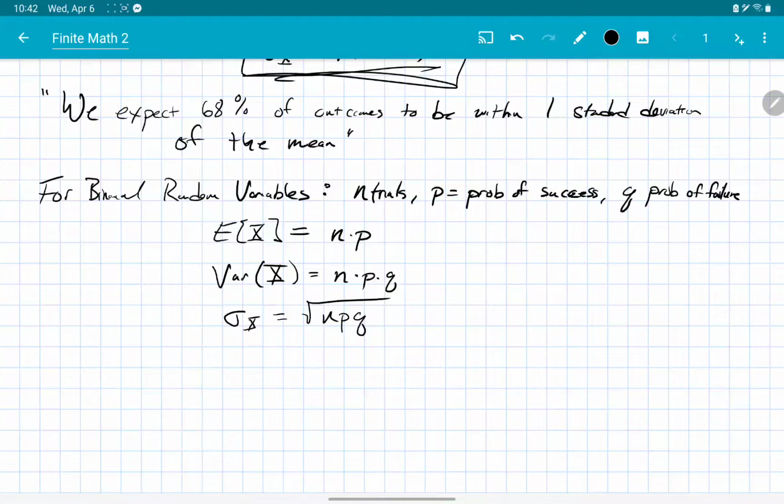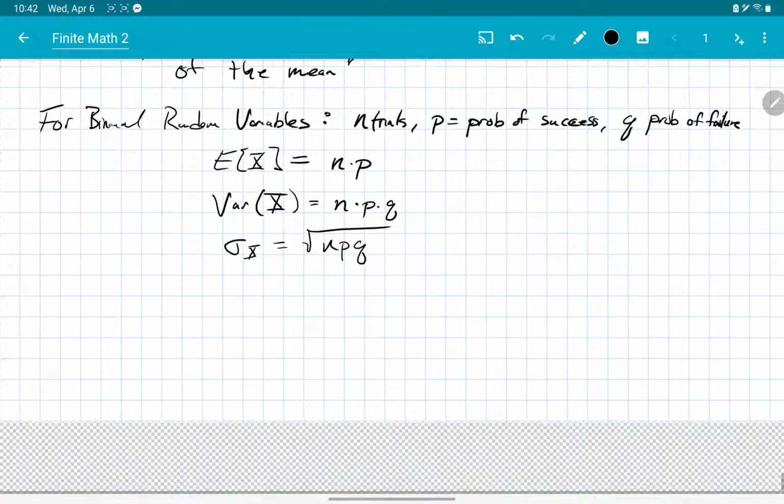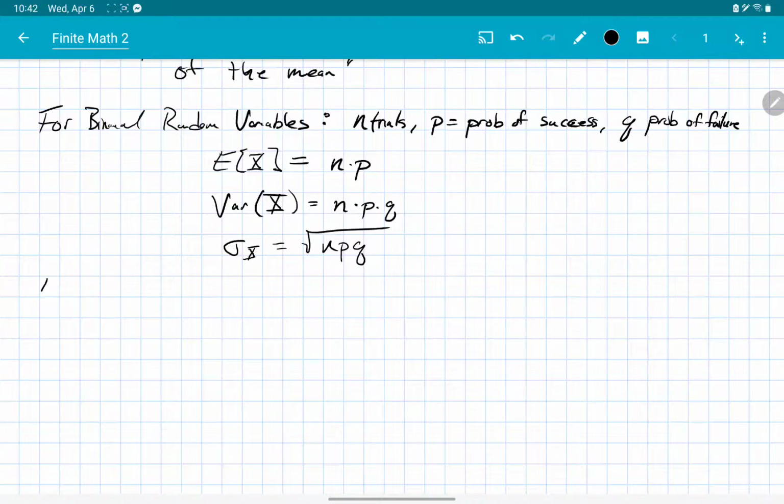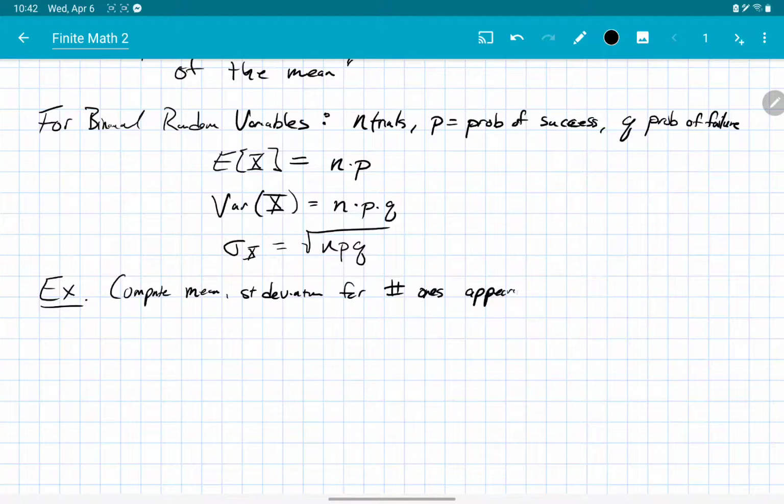Okay. So we're going to do an example with a binomial random variable to see what I mean by the mean and the variance. So let's compute the mean and the standard deviation for the number of ones appearing on 180 rolls of a 6-sided die.